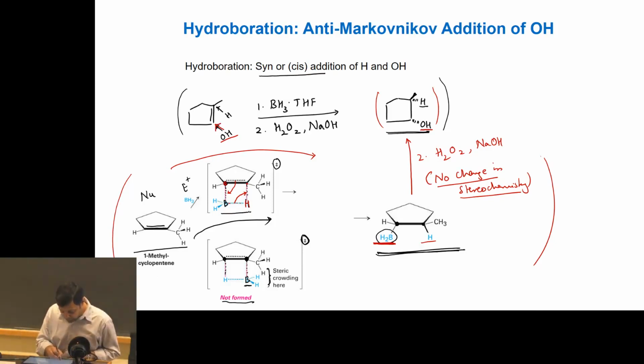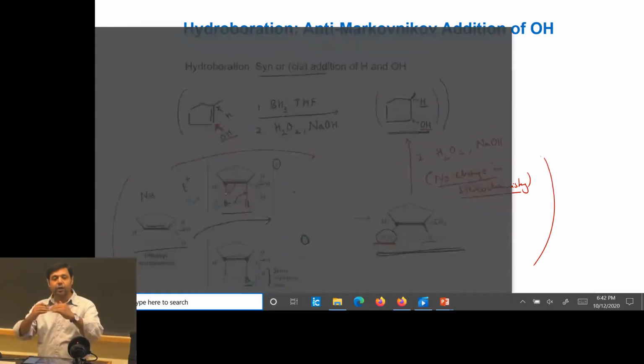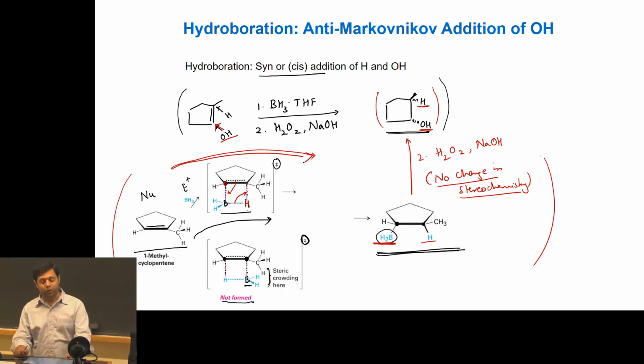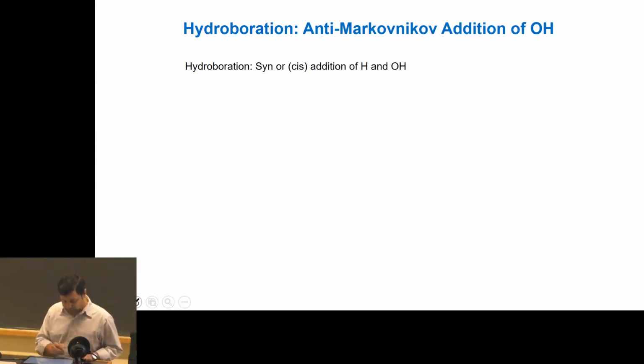Because BH2 and hydrogen go on the same side of the double bond, you get a syn addition of H and OH to the double bonded carbons. Right? So the first step is the key step. It decides the outcome of the reaction. All right? Let's now take some examples of this reaction.